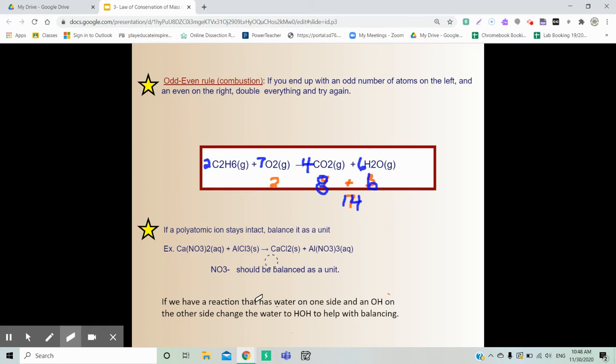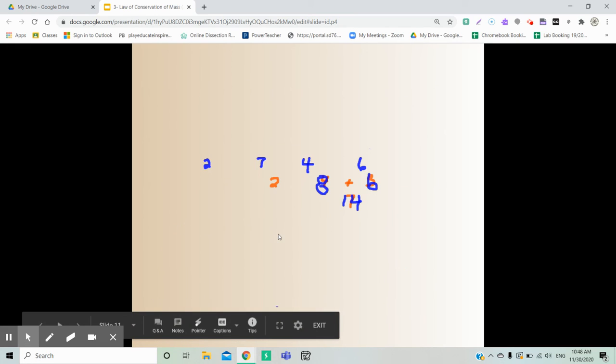Okay. So that's okay. But there's one other rule that you need to write down that I haven't had a chance to talk to you a ton about, and that's if a reaction has water on one side of it and OH on the other, so a hydroxide, you need to change your water to an OH. So what I'm going to do is I'm going to show you guys an example of that somewhere.